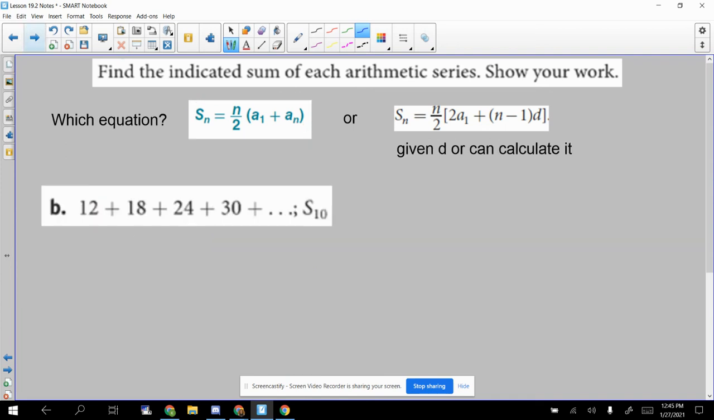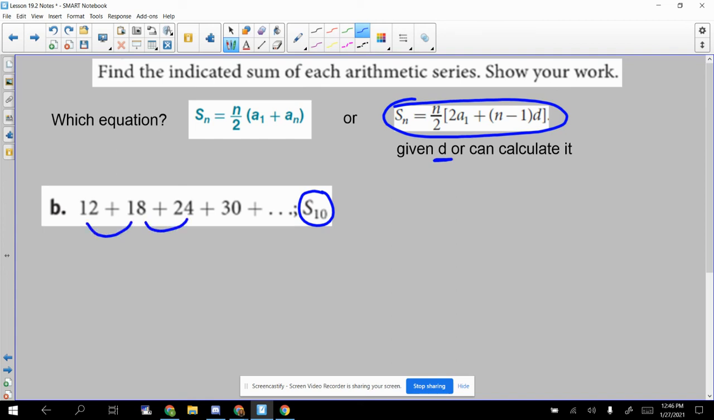Next one, and this is part B. It gives us a sequence here, 12 plus 18 plus 24 plus 30, and it asks us to find S sub 10. But we don't know what the 10th term is. So therefore, we don't know this part here, so we cannot use the first formula. We have to use this second one here, because we can calculate what the common difference is. So let's go ahead and do that first.